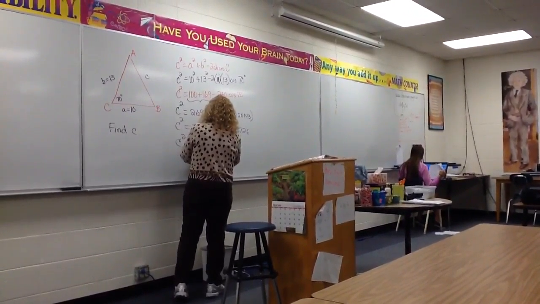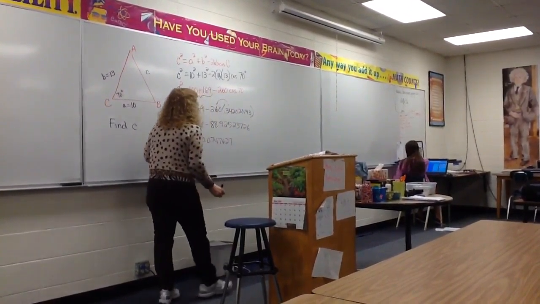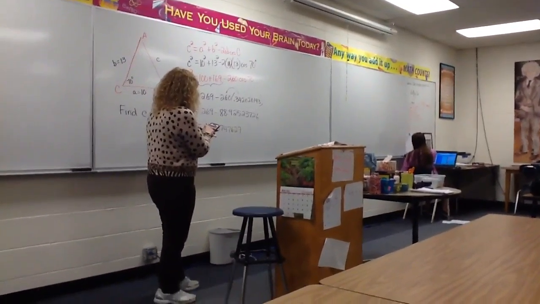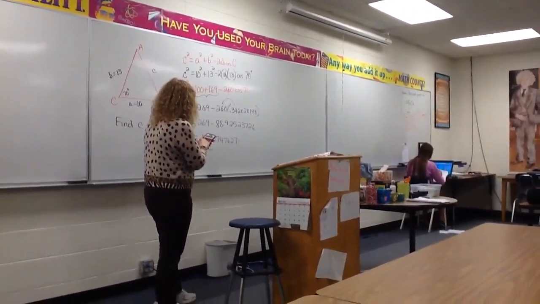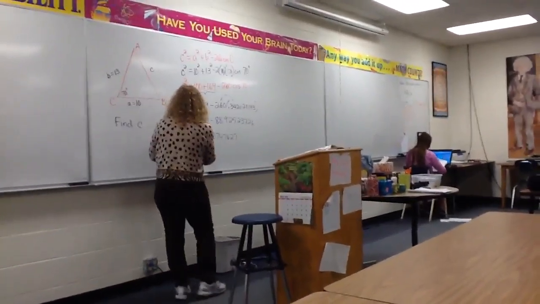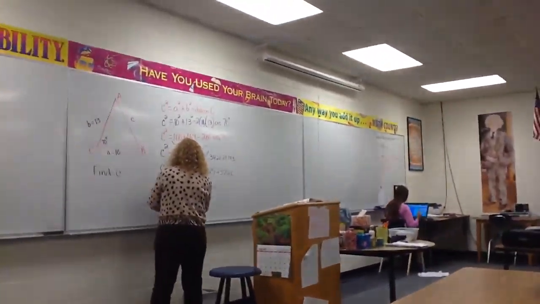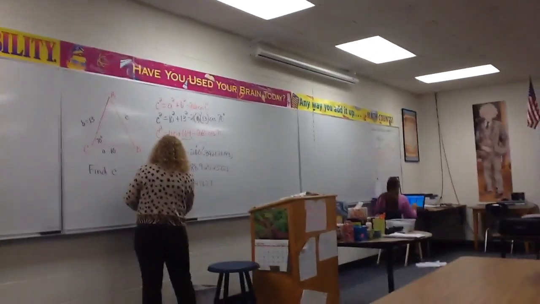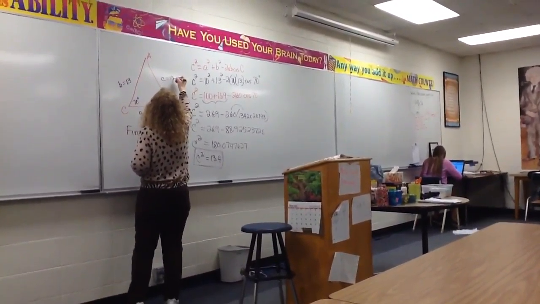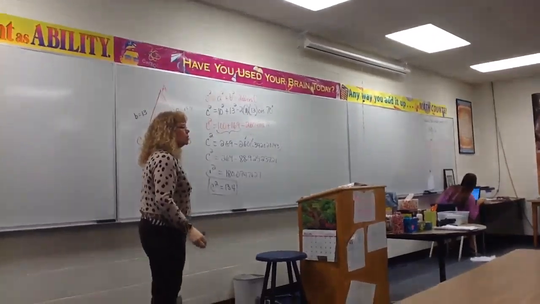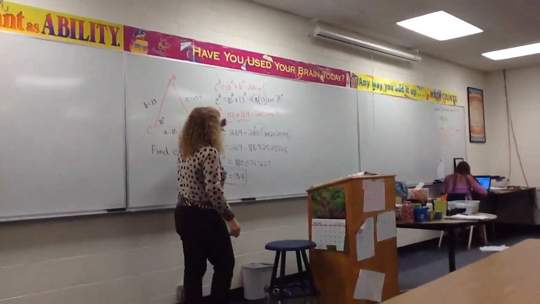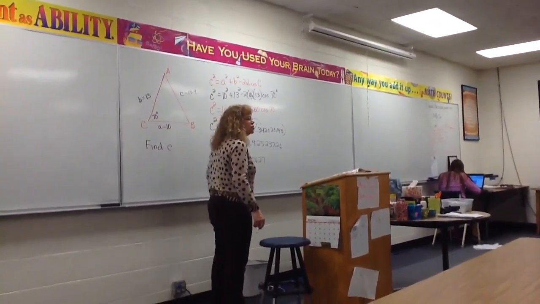180-ish. Right? And then what do you have to do last step? Square root it? Somebody work with me here. You got it. Thank you. 13.4. Is that what you got? So side C is 13.4. Does that make sense? So really it's just a matter of plugging it in and then doing your algebra correctly.